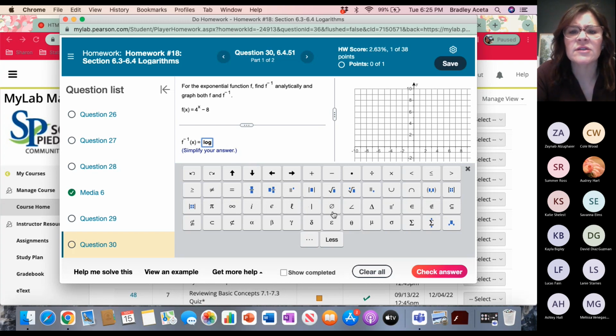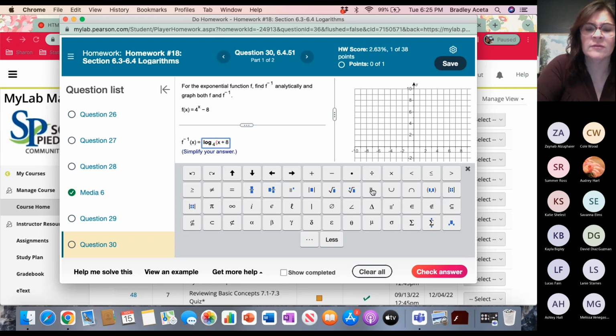Log, does it just not let you do log base? Look at this. I haven't done this in a while. I make myself notes and I haven't done it in a while, so that's my problem. There it is. Log base 4 of x plus 8.